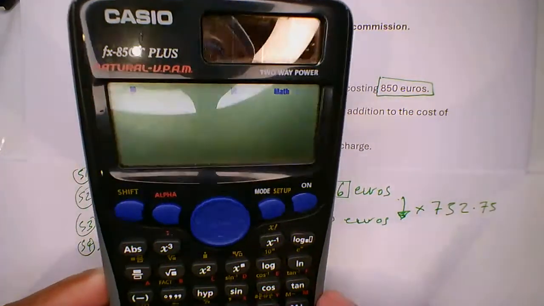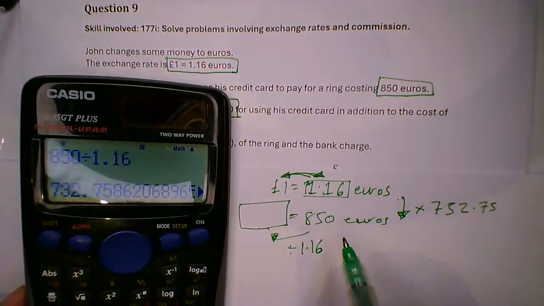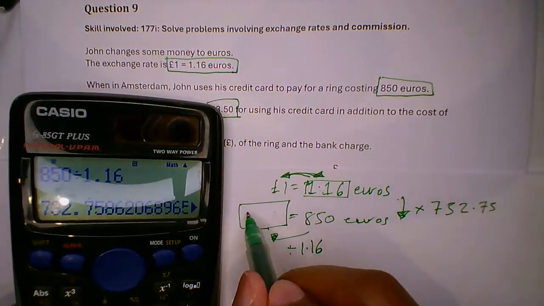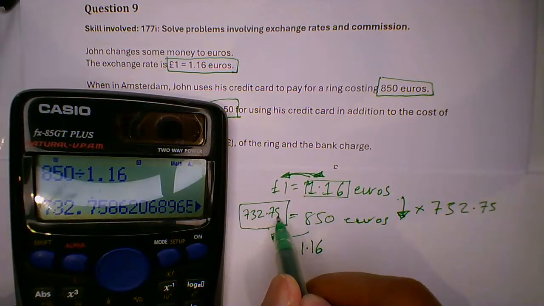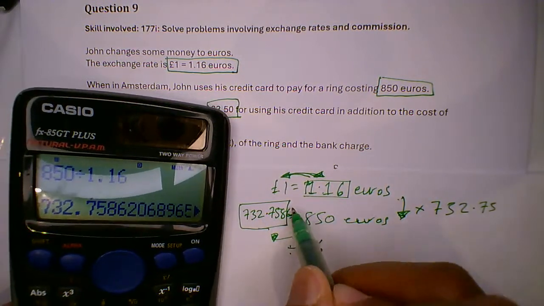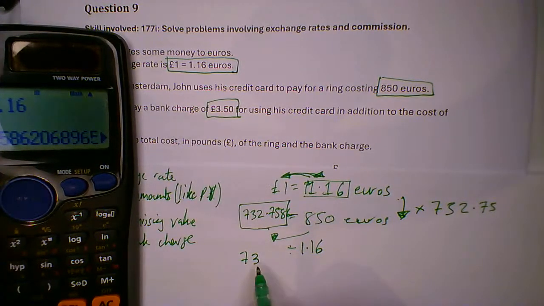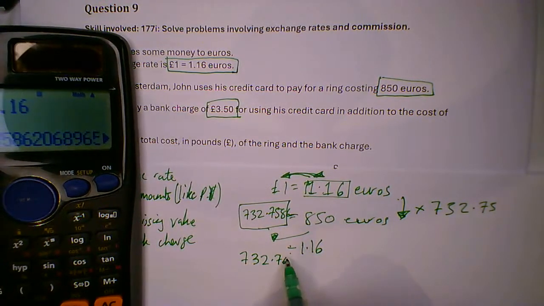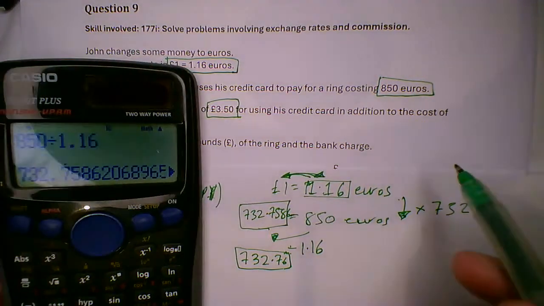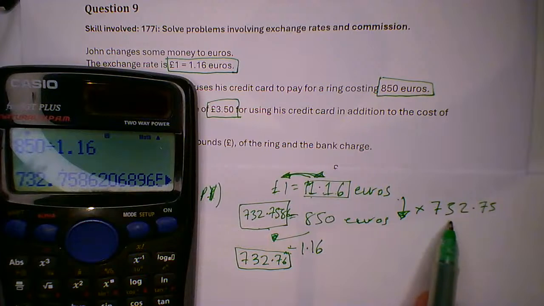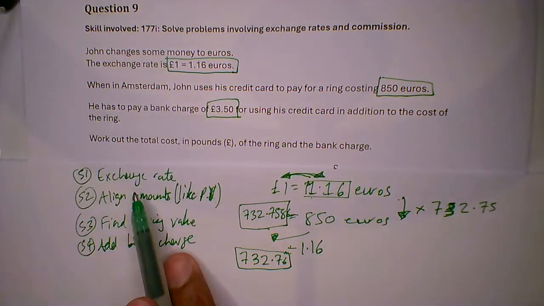That gives me 732.756. So I'm going to write both of these down, 732.7586. Now, usually pounds and pennies, so it's 2 decimal places, so 732.76 is my final answer there. Okay, and if you wanted to double check, you can see 1.16 times the same number. All right, so that's my step 1, the exchange rate.